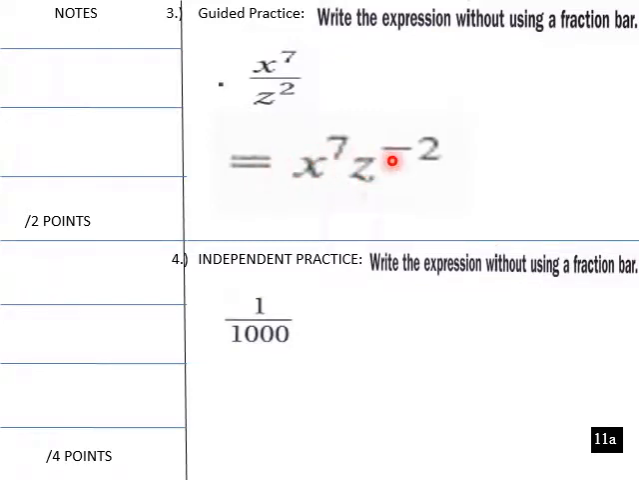It would be x to the 7, z to the negative 2. This flips up into the numerator. All this is over 1. This flips up because now it's z to the negative 2, x to the 7th power.